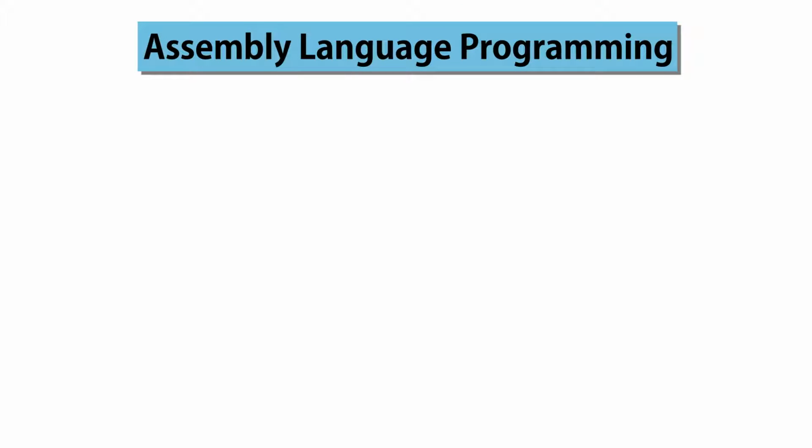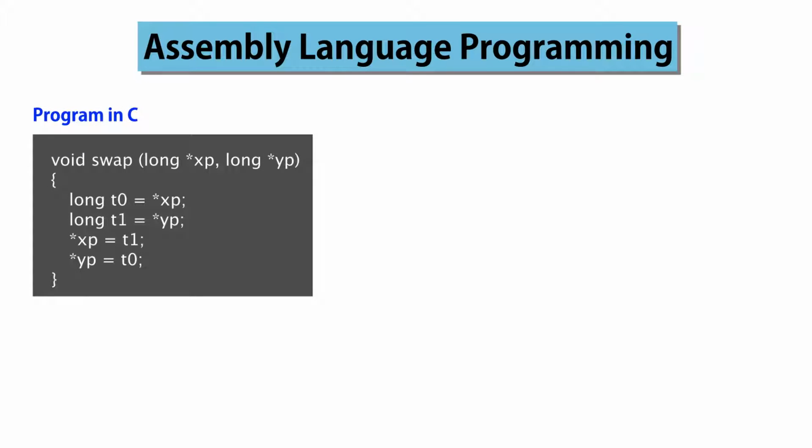In this video, we're going to review a very simple x86 assembly language program. This program illustrates some of the aspects of programming in assembly, specifically treatment of pointers. Consider the following simple program in C.